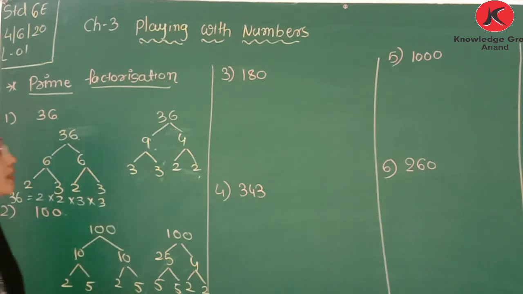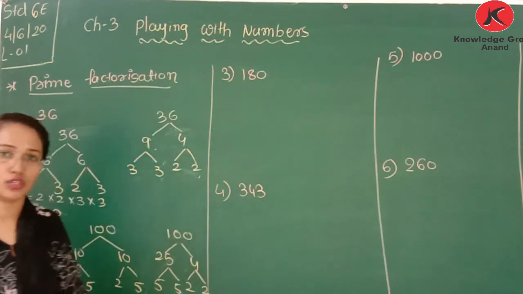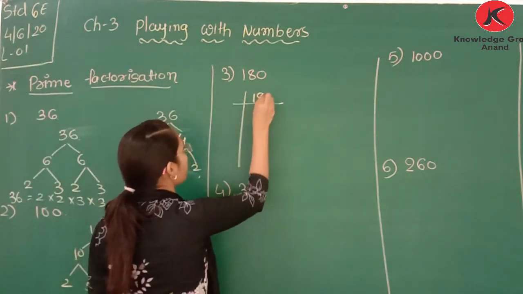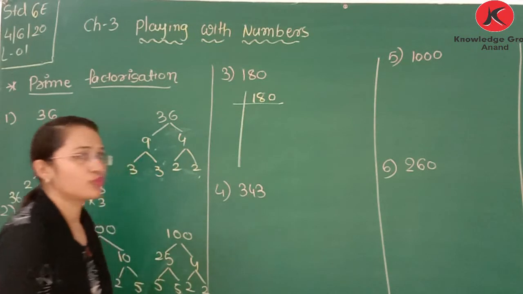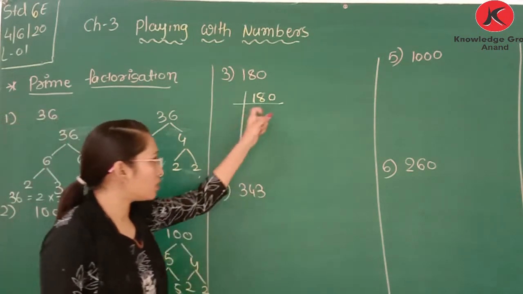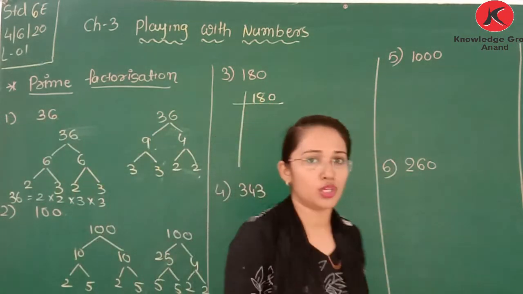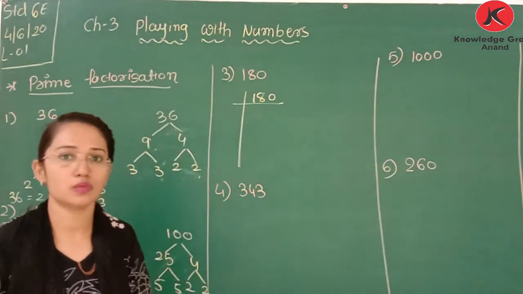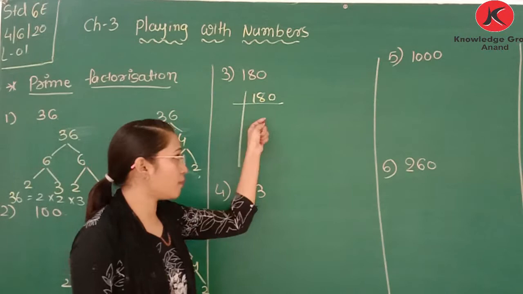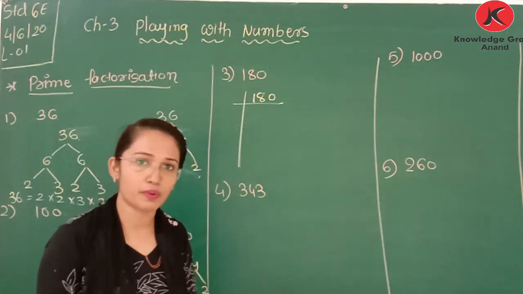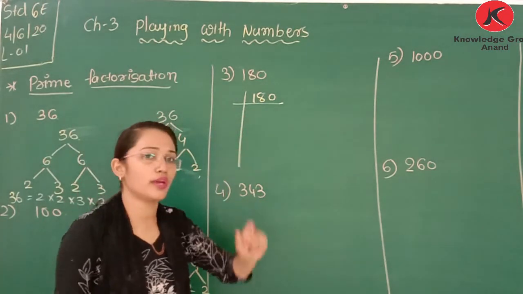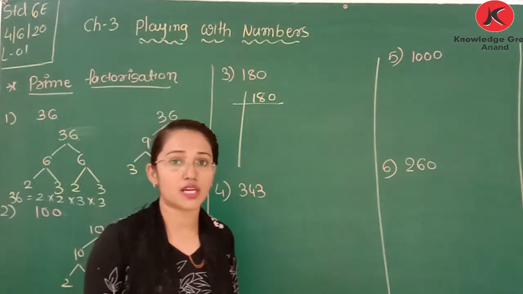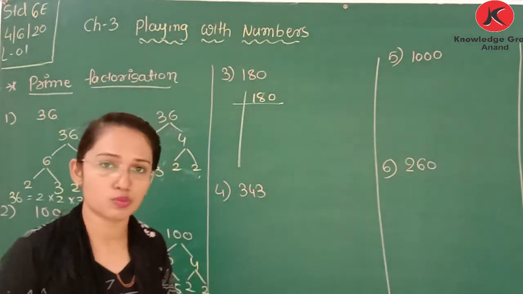Clear? Now we apply the division method. So in that you need to perform the factorization of 180 like this. Now, from where do you need to start? You need to start from the lowest, smallest prime number. If the number is divisible by the smallest prime number, then divide it. Then you can increase the prime number. Where do you start dividing? The smallest prime number. What is the smallest prime number?